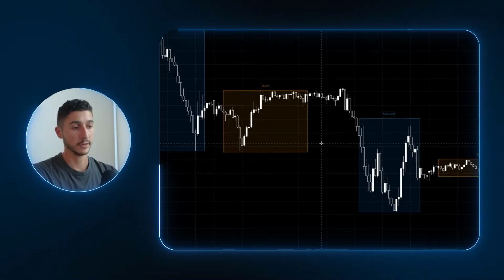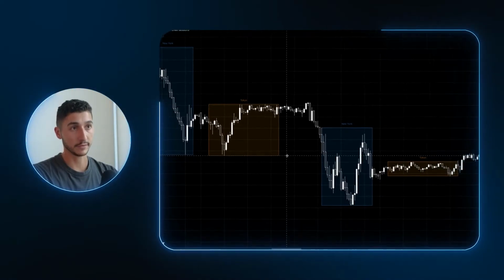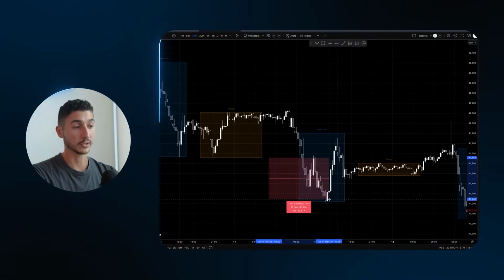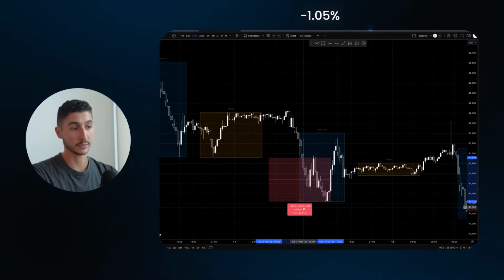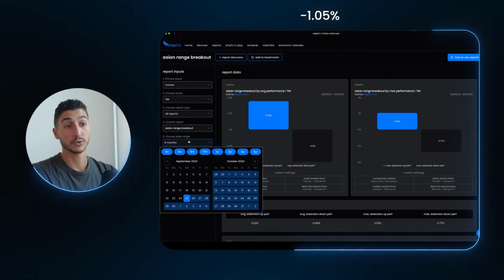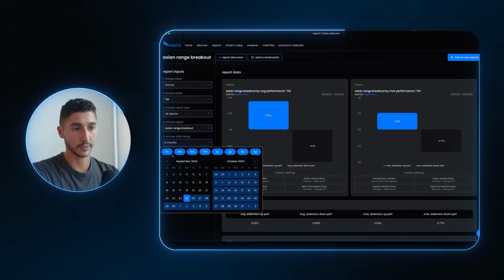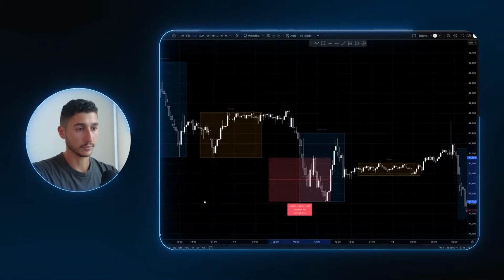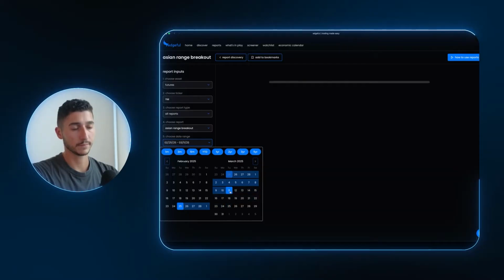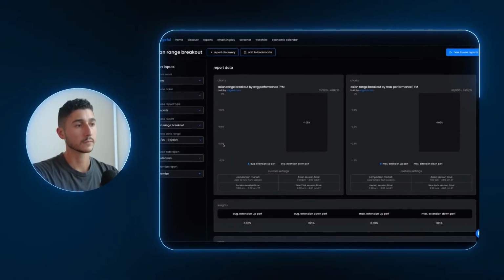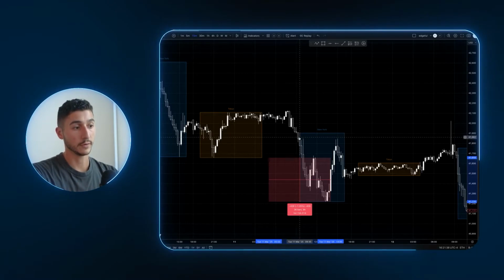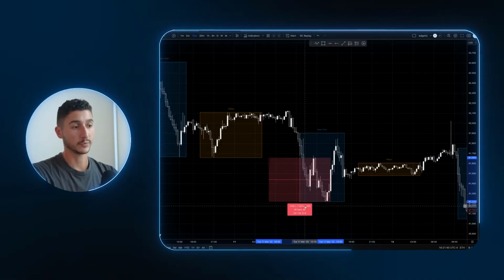So in this case here, let's go to Tuesday, March 11th on YM, go from the Asian low down here. You can see this is minus 1.5%. So what I want to do, and it's easier for me to show you visually, I want to go to March 11th. Now you can see 1.05% right over here, minus 1.05%.